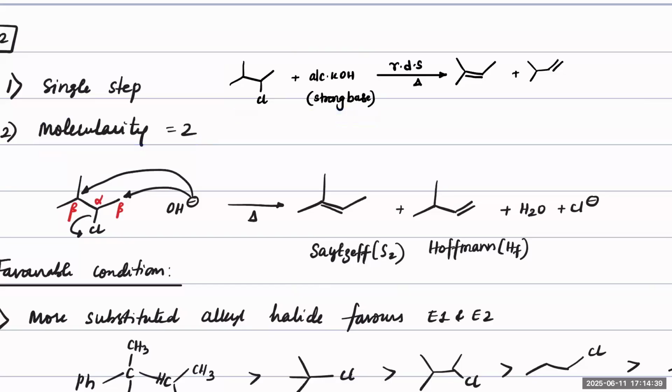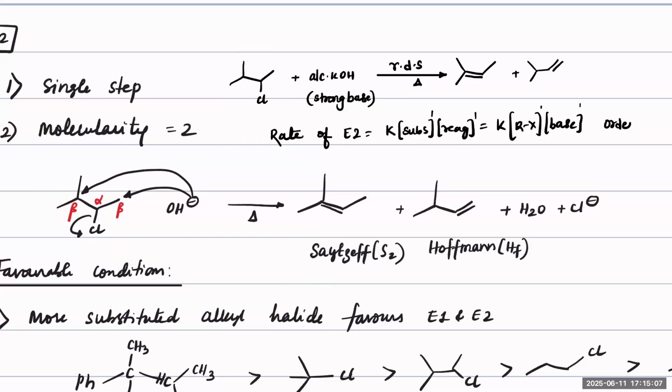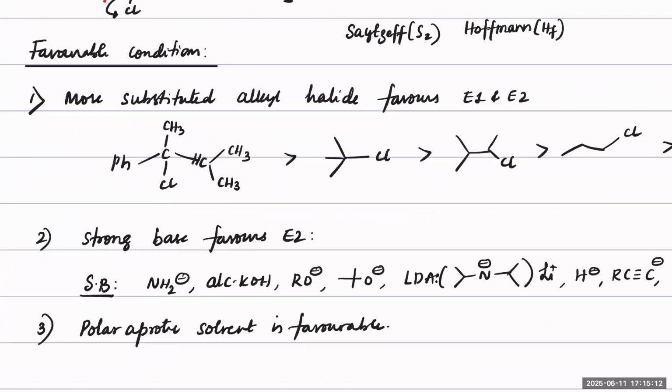Is that point clear? Now, if you notice the rate of the reaction, rate of E2, how do I write? Rate of E2 will be equal to some constant into substrate concentration here, which is alkyl halide, into reagent concentration here, power 1 in both the cases. So K into RX into base concentration, power 1 and 1. So that's how you will get the order of the reaction as 2. Here the order of the reaction is 2.